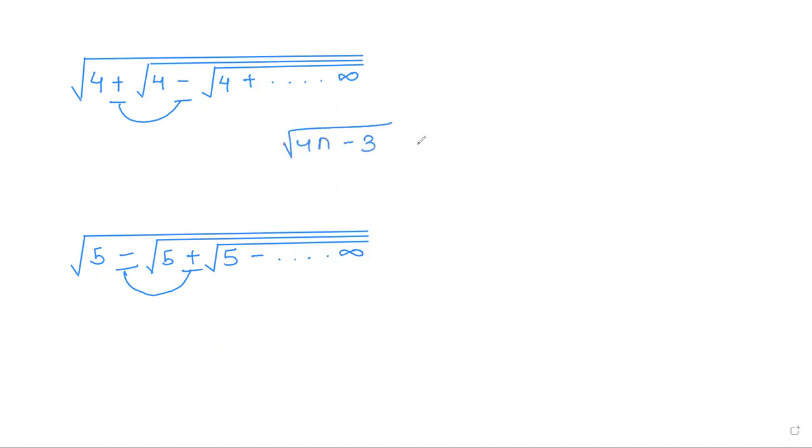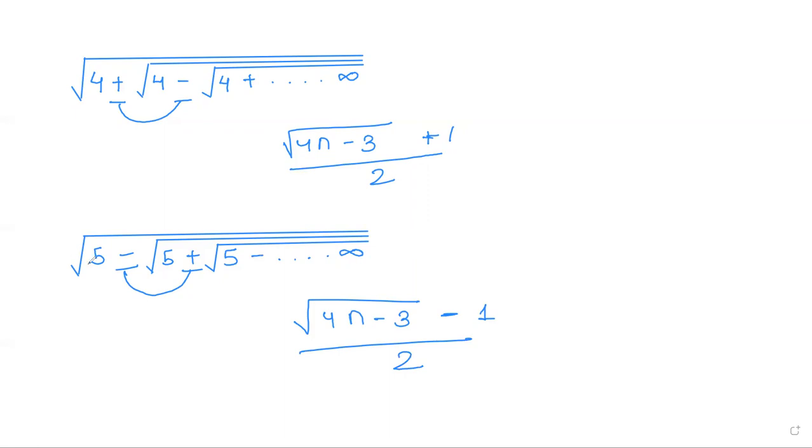4n minus 3 under root plus 1 divided by 2. And in this case, same formula, 4n minus 3, 1 divided by 2, but minus because the question starts with minus sign, plus because the question starts with the plus sign. So the formula becomes easy once you remember which sign comes earlier.